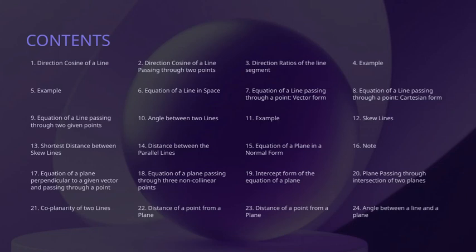Let's explore some fundamental concepts related to lines and planes in space. First, we'll look at the angle between a line and a plane, which helps us understand how these two geometrical elements relate to each other. Next, we'll examine how a plane passing through the intersection of two other planes can be determined, a key idea in constructing complex surfaces. We'll also touch on some notes that clarify important properties, and then move into the concept of skew lines, lines that do not intersect and are not parallel, highlighting their significance in space geometry.